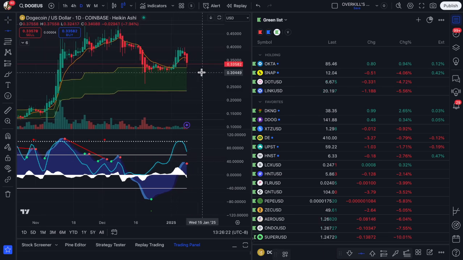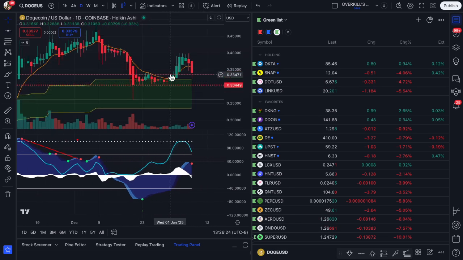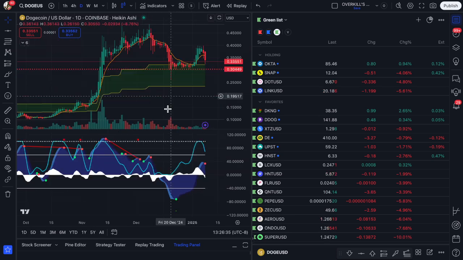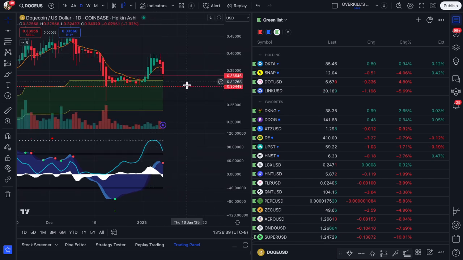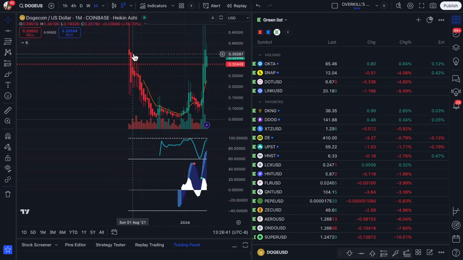So again, set your stop loss at 30 cents on this one. If 30 cents breaks, you were entering right here on the 23rd around 32, you lose like 7% on the trade. You could have taken some off here when the stochastic hit that white dotted line. Just make sure 30 cents holds. If 30 cents breaks, we could be in some trouble here on Doge.